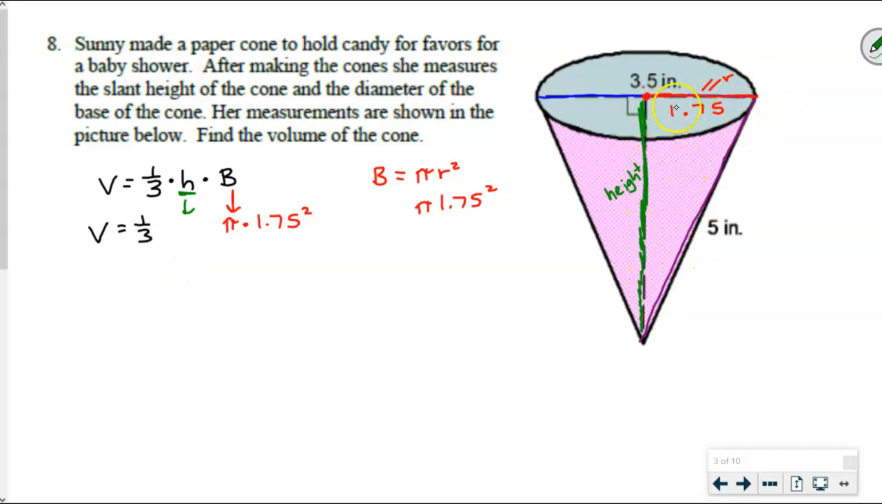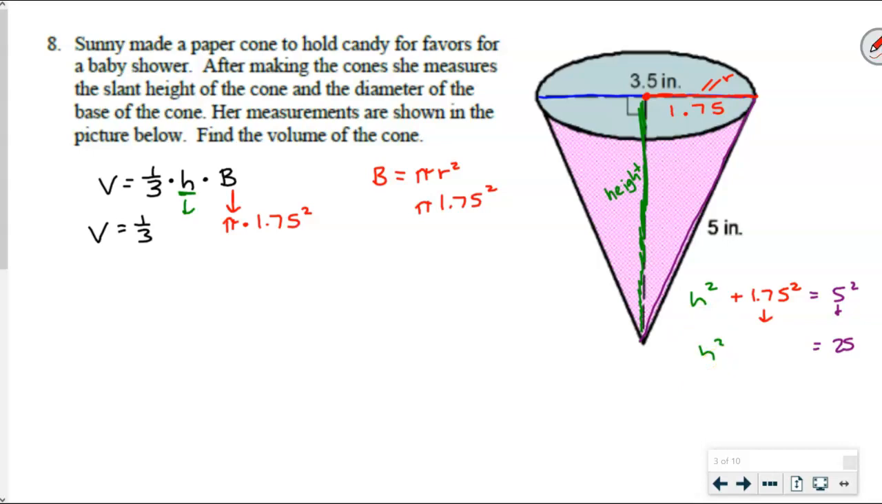Do you see anything that might have anything to do with the Pythagorean theorem here? Yeah, we have a leg squared plus a leg squared is equal to a hypotenuse squared. But the leg squared this time is going to be the height squared. Plus, look at this, the other leg is the radius squared. And that is going to equal my slant height, or the hypotenuse squared. So can we solve this to figure out the height? Yep. I do know what 5 squared is, so 25 is equal to h squared plus 1.75 squared.